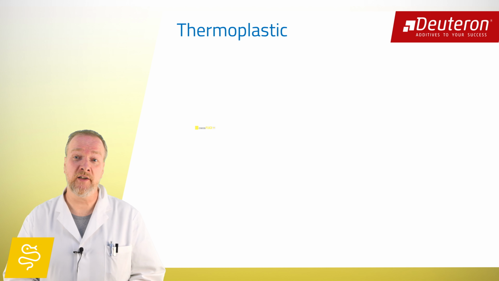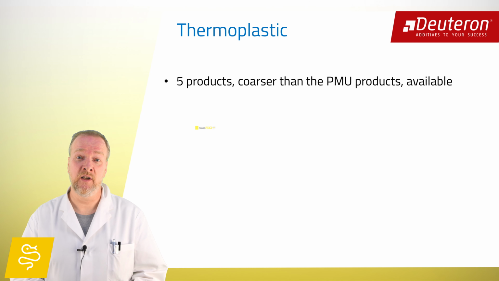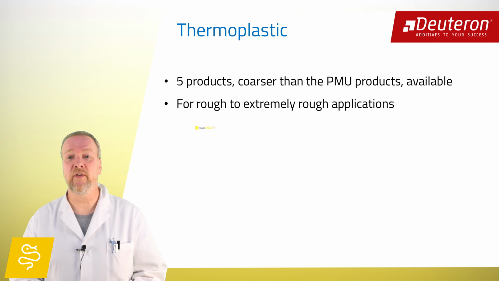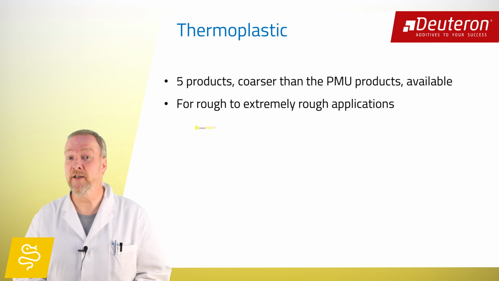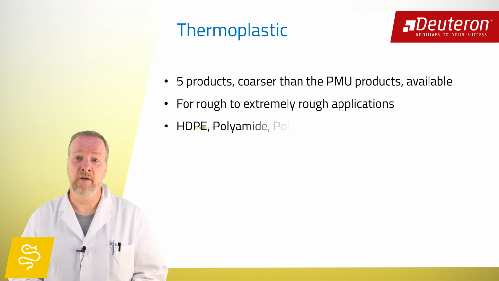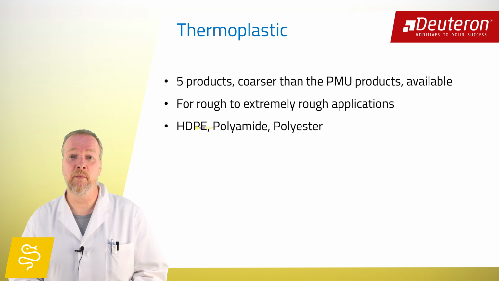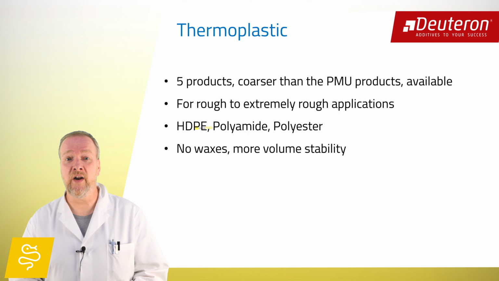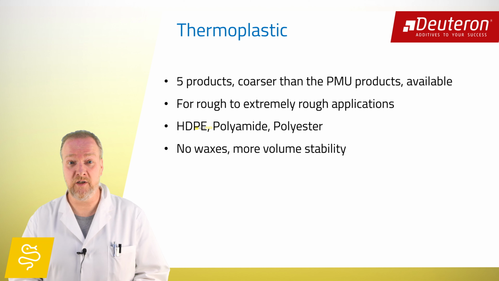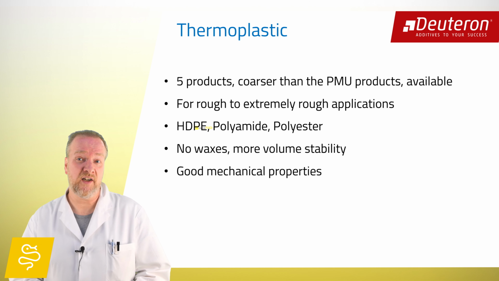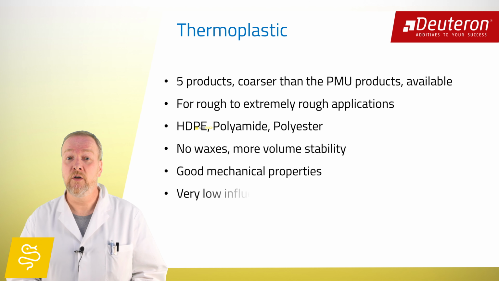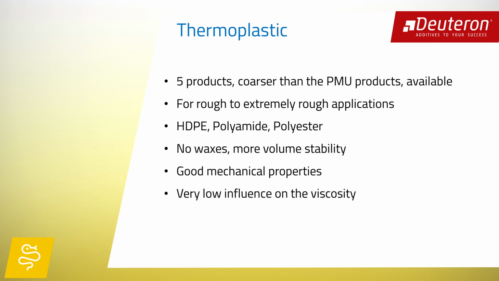The thermoplastic products are available in particle sizes that cannot be achieved with the PMU products. They are for the more rough applications, for example good anti-slip properties. They are based on high-density polyethylene, polyamide or polyesters. Because they are no waxes, they have a very high viscosity and volume stability in the molten state as particles. They are not brittle but ductile and have also good mechanical properties, and nearly no influence on the viscosity.